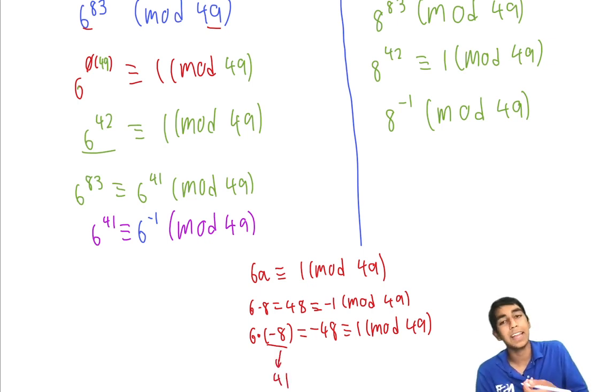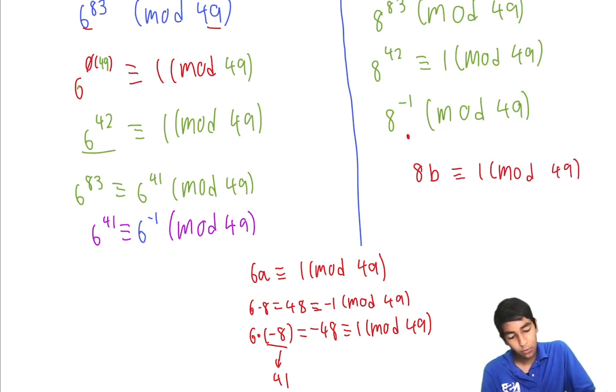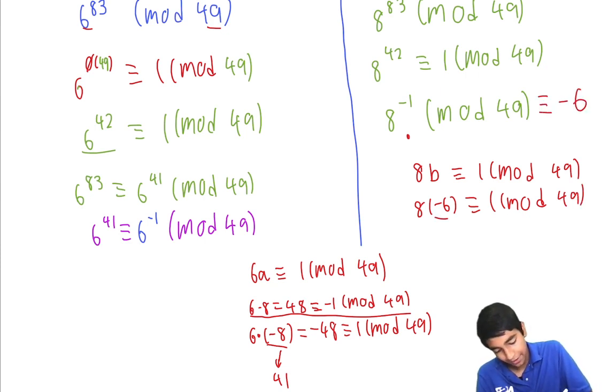41 is the same thing as negative 8 mod 49. Okay, cool. Now what about this right over here? Well, it's the same thing. Let's say b is 1 mod 49. Again, 8 times 6 is negative 1 mod 49, so 8 times negative 6 would be 1 mod 49. Yay! So now, negative 6 is the modular inverse here. And this would be negative 8.